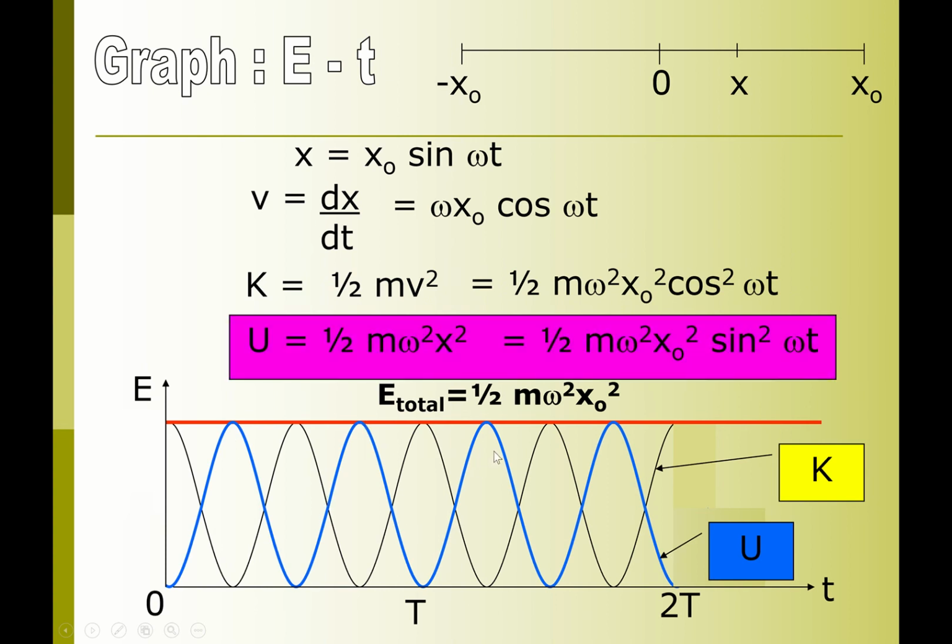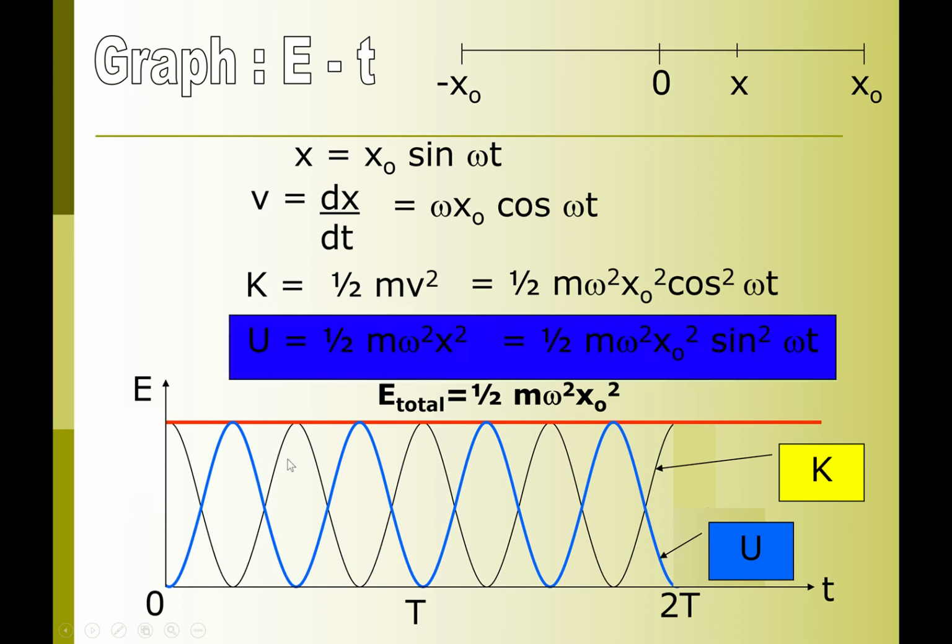purple graph. The purple graph is a sine graph. Because of the squared, it becomes positive. It's not on the negative side, because when you square any value, that square will always be positive. So this is the kinetic energy against time, and potential energy against time graph.